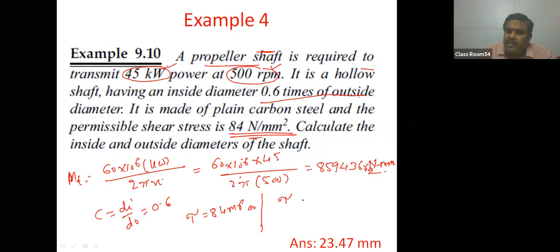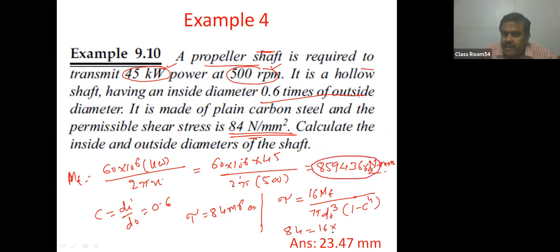So that's why you can use tau equal to 16 times Mt divided by pi Do cube, because it is a hollow shaft, into 1 minus C^4. So here tau is given 84. 16 into Mt you have already calculated, 859,436, divided by pi Do cube, Do is the unknown, and 1 minus C^4. C is the ratio that is given, 0.6. So just use 0.6 to the power 4 and solve it. Only the unknown is Do.